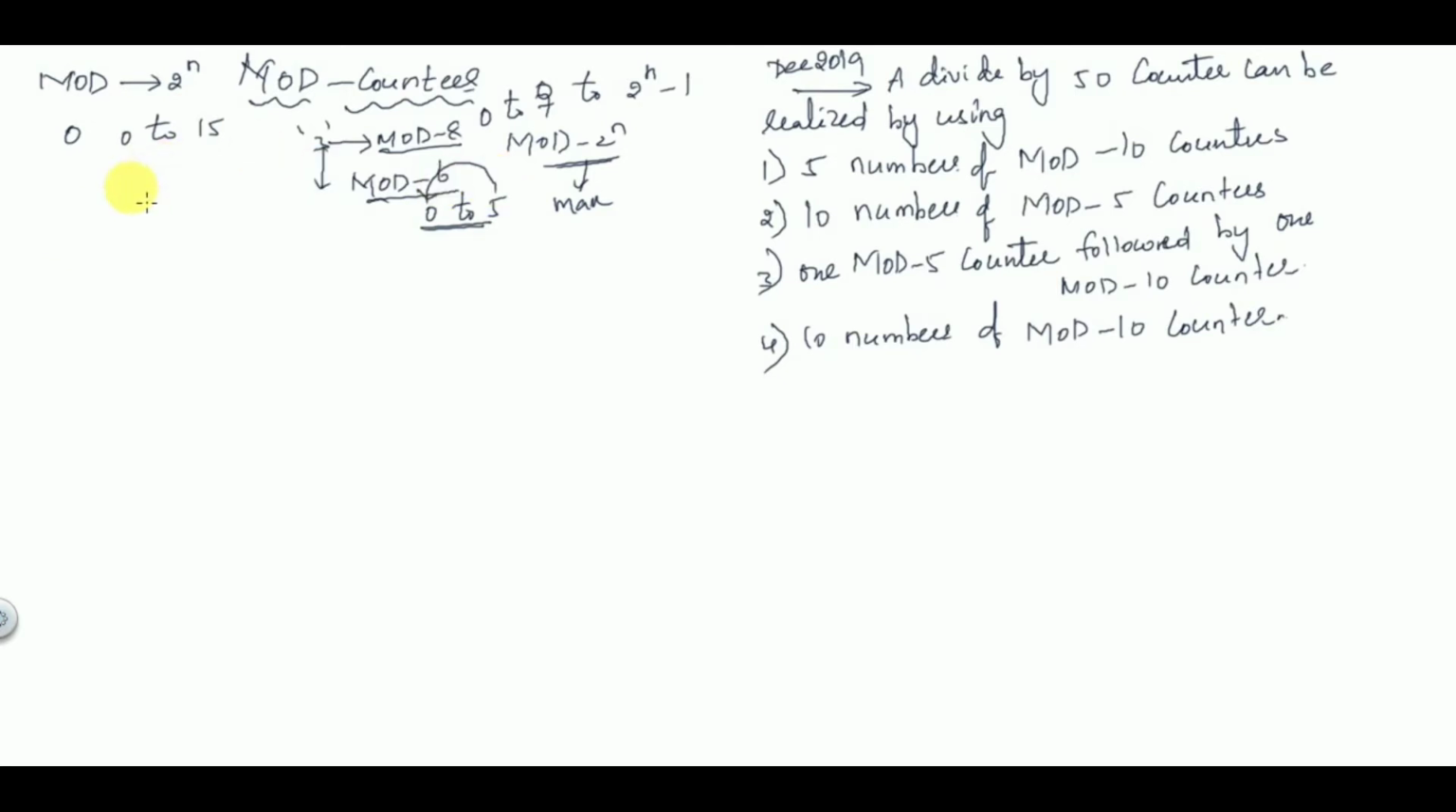We don't require the total number of states to be counted from 0 to 15, so sometimes we have to count from 0 to 9 only. Total count must be equal to 10 only. After 10 states the counter must restart. This type of modification can be done in the actual counter circuit, and such counters which are formed are called mod counters.